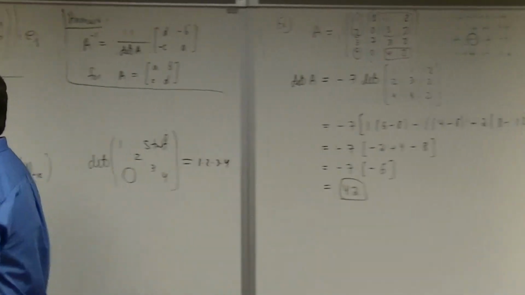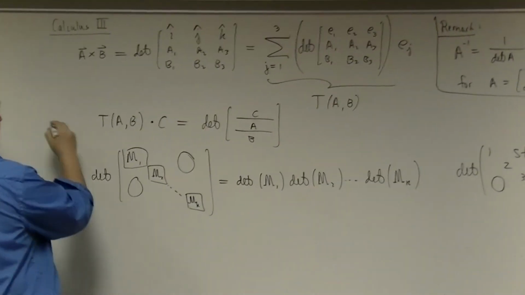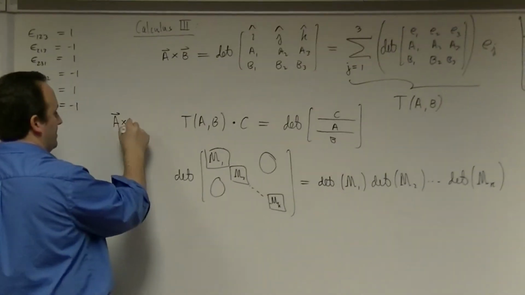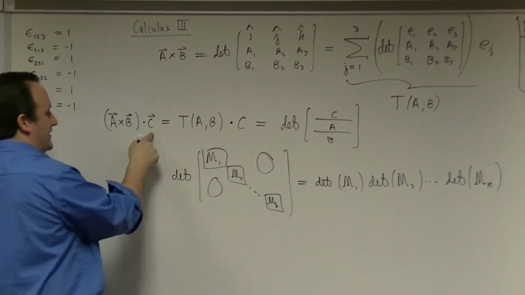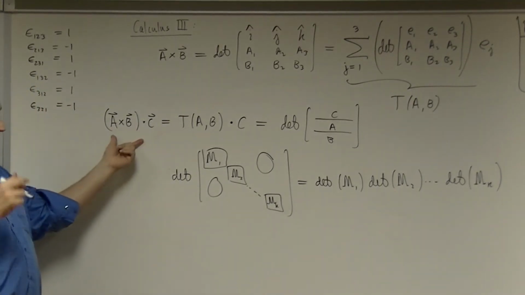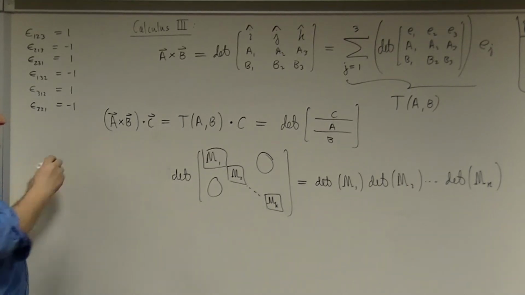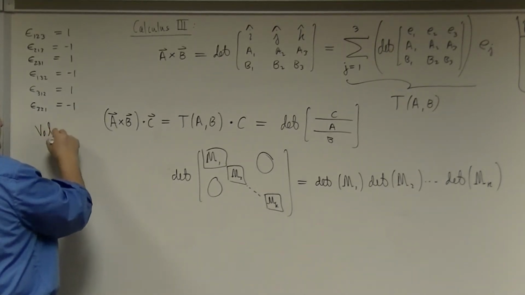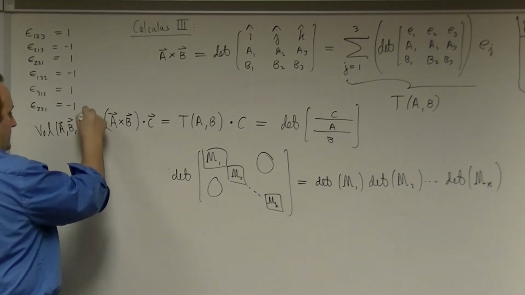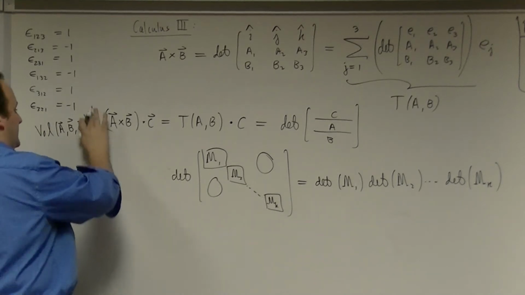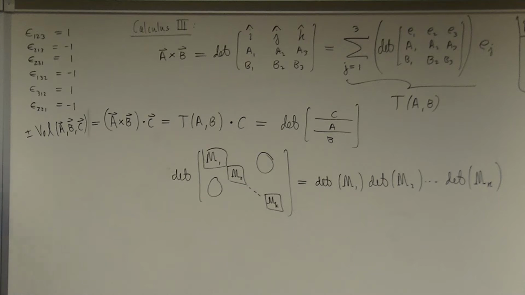Now, this homework problem partly reveals it to you. If this is A cross B dot C, if you had Calculus 3 before, you might recognize this as a triple product. This, of course, is what? This is the volume, actually, of the parallelepiped with sides A, B, C. Well, I mean, it's plus or minus the volume. I mean, it could be minus, right?